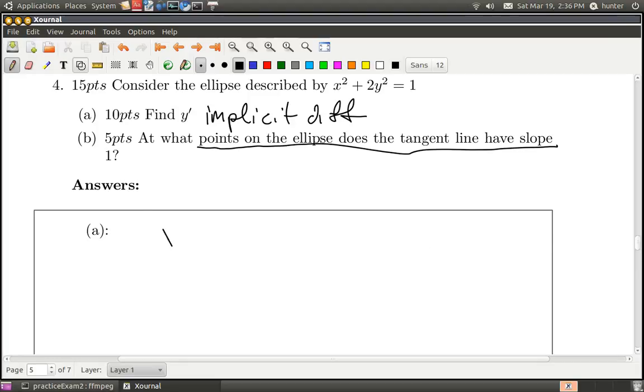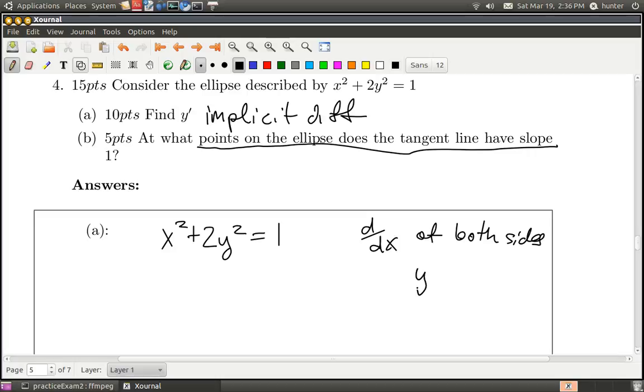So I have the equation x squared plus 2y squared equals 1. And now, the idea in implicit differentiation is I take d dx of everything, so both sides. Okay, and y prime is what I write. It means the same thing as dy dx.